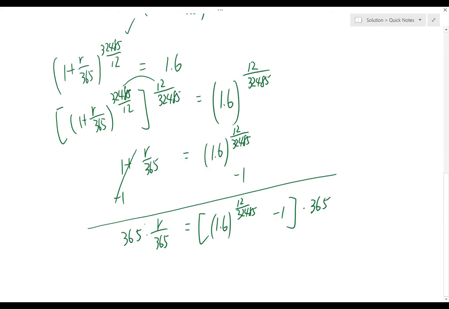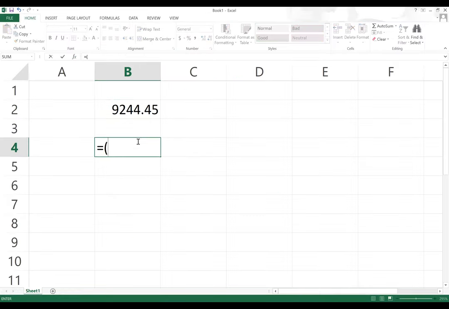We cancel the numbers, so r is by itself. Now r is equal to this, so we put it into the cell to get a result. Open parentheses, 1.6 raised to, and put the exponent in parentheses, 12 over 32,485, minus one. Now we close parentheses and then multiply by 365. That will give us the answer once you hit enter.